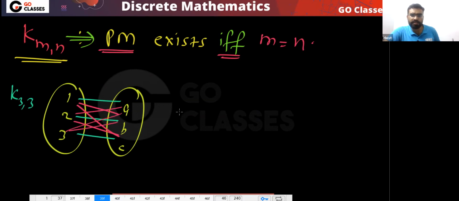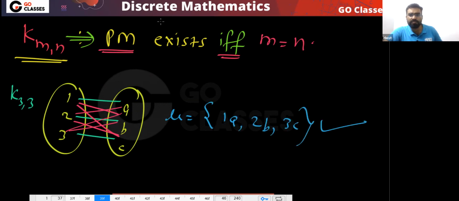So here I can say this will be the perfect matching. I can take 1A, 2B, 3C. This is what I can take. Okay, so very simple. Is it clear to everyone?